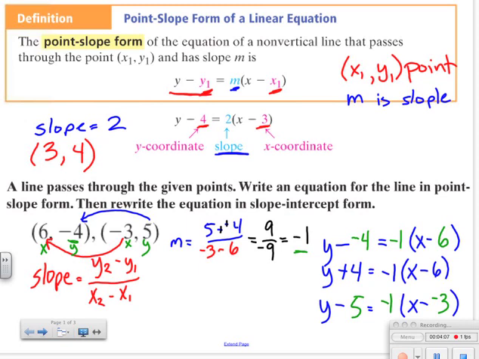The two equations, one above and one below, are equivalent. They are the same line. So if I were to graph both of those lines, they would still be the same exact thing.